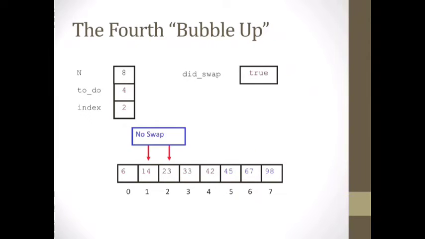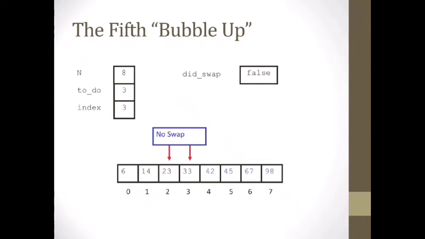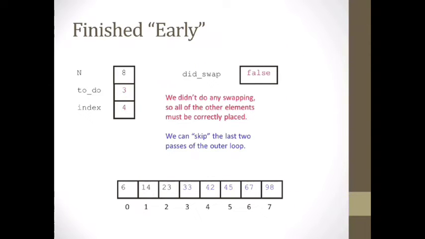So overall, we did 6 passes. This is now the last pass, in which there is no swapping made throughout the pass, meaning that all the other elements must be in their right order. Hence, we can skip the last 2 passes of the outer loop. That would be all for the analysis and simulation.